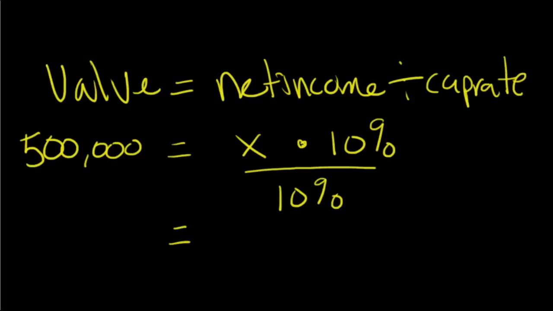10% goes into 10% how many times? That's right, one time. So that leaves X. So over on this side, we have X times 1. X times 1 is also known as X, right? So we've accomplished the good old task of getting X by itself on one side of the equation.